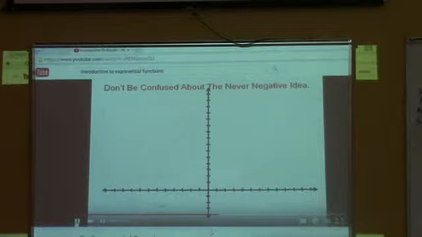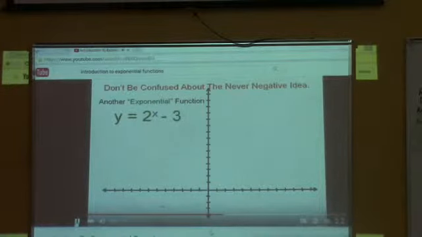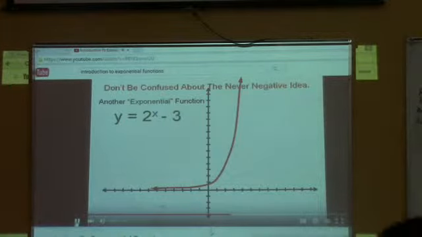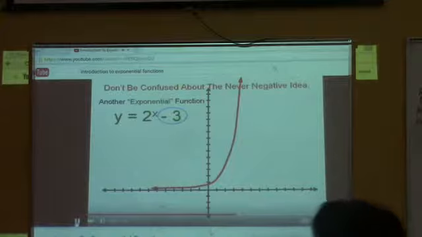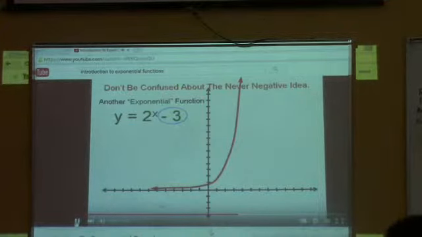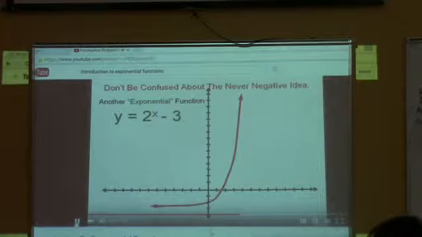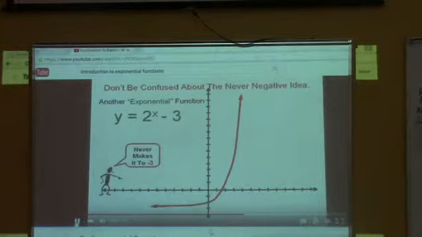Now don't be confused about this never negative idea. For instance, if we look at the same function, but let's add a negative 3 on the end of it, that's where y equals 2 to the x. If we look at what y equals 2 to the x minus 3 is, what's that going to do to the graph of the function? Well, it's going to lower it 3, isn't it? So we'll still have an asymptote, and some of these values will be negative, okay? It just will be in a lower place.